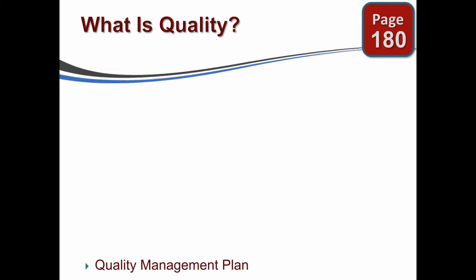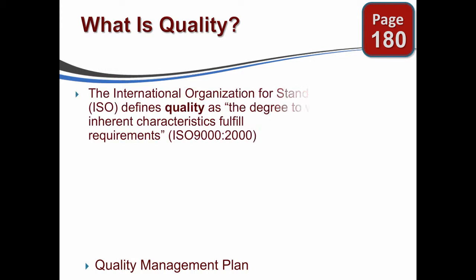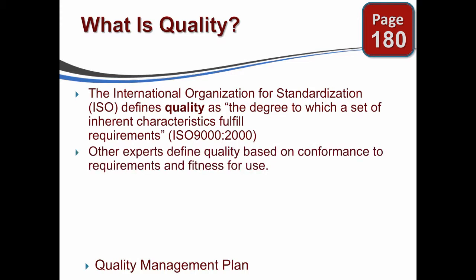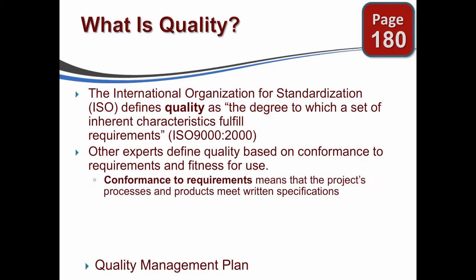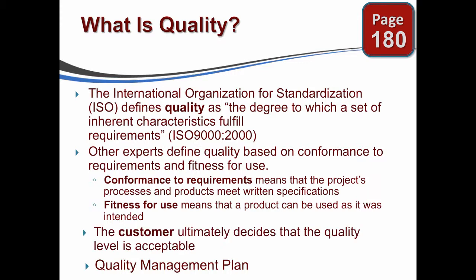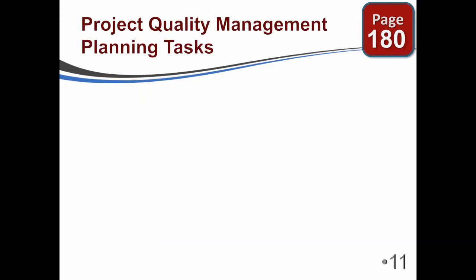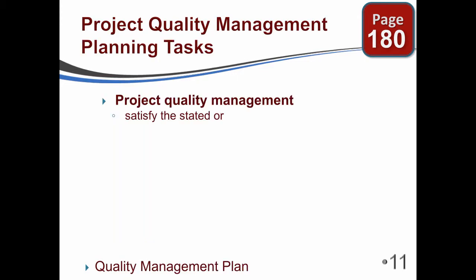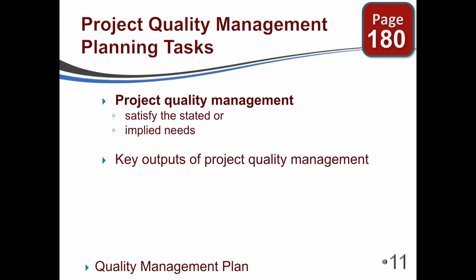So what is quality? Well, quality is not something you guess at. Quality is actually very carefully defined by ISO 9000. Other experts define quality based on conformance to requirements and fitness for use. Ultimately, the customer decides the quality level to be accepted. What are the tasks involved? Project quality management is to satisfy the stated or implied needs of the quality in the project. Key outputs of the project quality management plan.